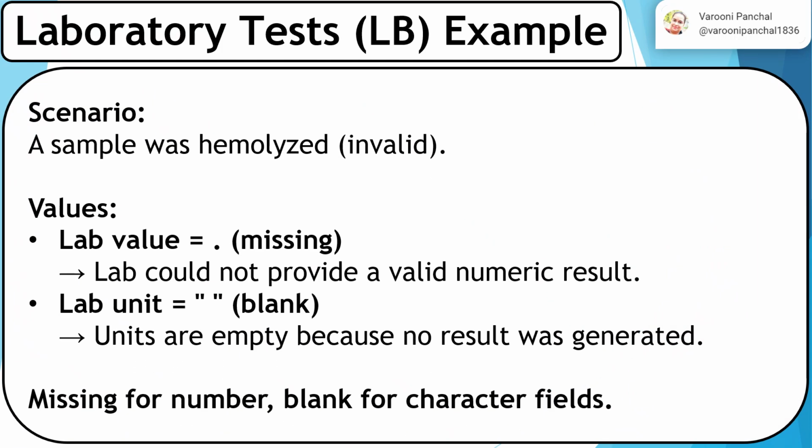Laboratory test example. Scenario: a sample was hemolyzed, invalid. Lab value is equal to missing, which means the lab could not provide a valid numeric result. Lab unit is blank. Units are empty because no result was generated. Missing for numbers and blank for character fields.